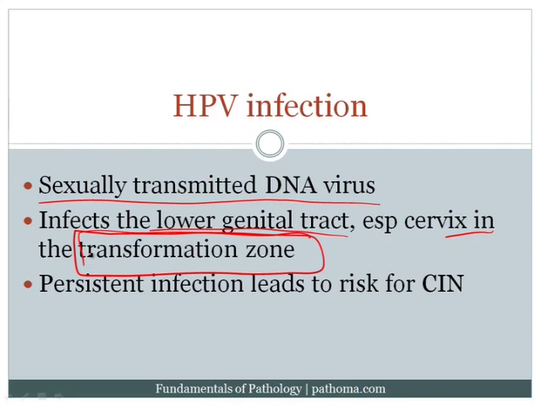And that's important. The transformation zone is the key place in the lower genital tract where HPV likes to infect. Now what's another important interesting thing about HPV is that if someone were to get an HPV infection, the vast majority of HPV infection is actually cleared by the immune system. Probably about 90% of the time when anyone gets an HPV infection, that's just going to be cleared by the immune system. It's only when persistent infection occurs, which is relatively rare considering the number of infections out there, that a risk results for CIN. And so, again, you need persistent infection.